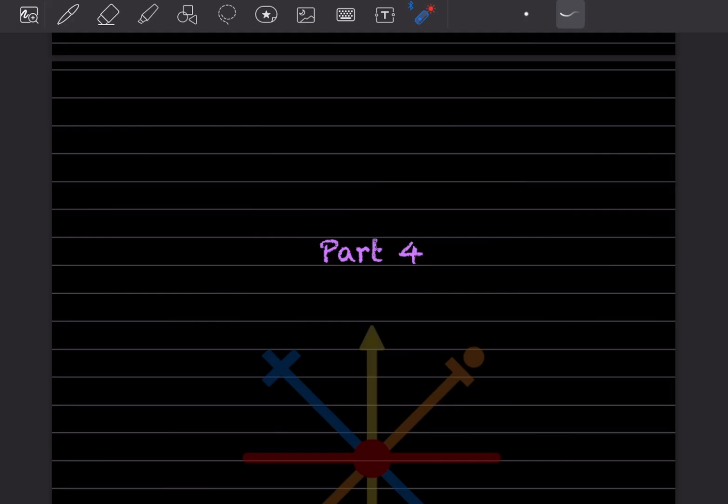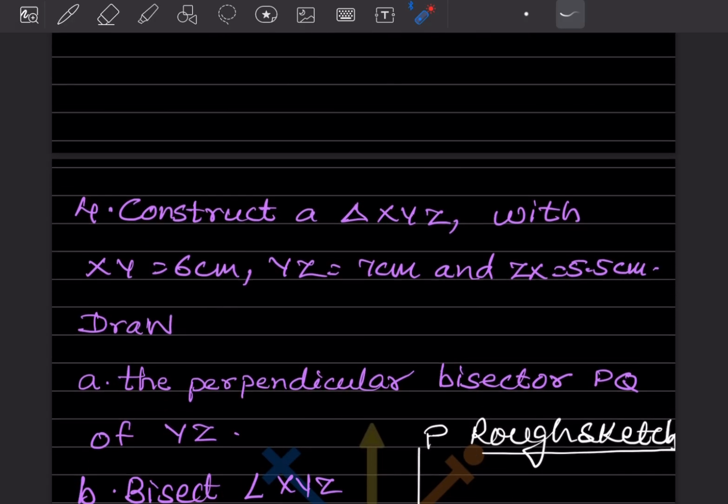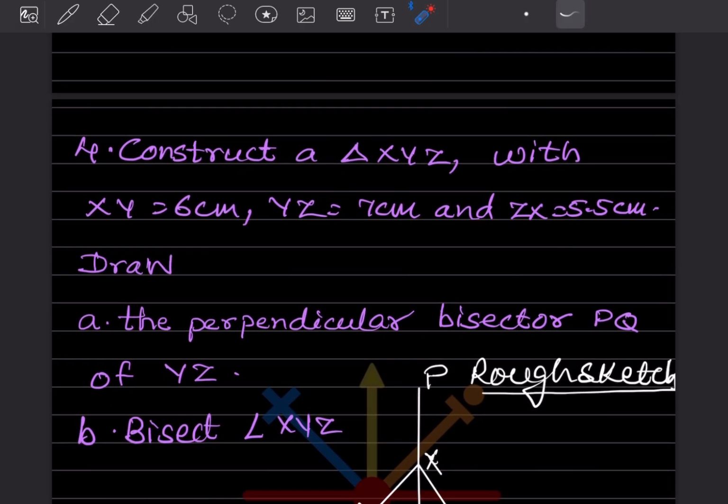So today we'll do part 4. In that we have already done 3 questions. Now we'll go with question number 4. Construct a triangle XYZ with XY is 6 centimeter, YZ is 7 centimeter and ZX is 5.5 centimeter. And then you have to draw the perpendicular bisector PQ of YZ and then you have to bisect angle XYZ.